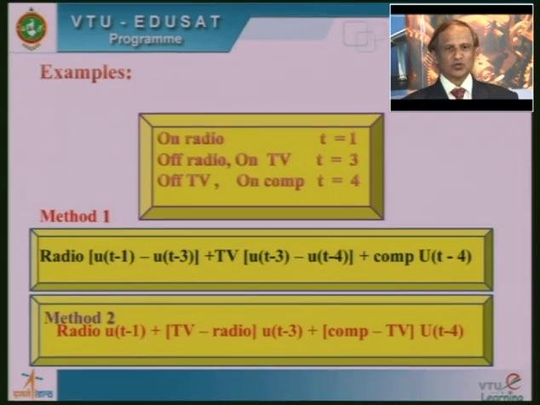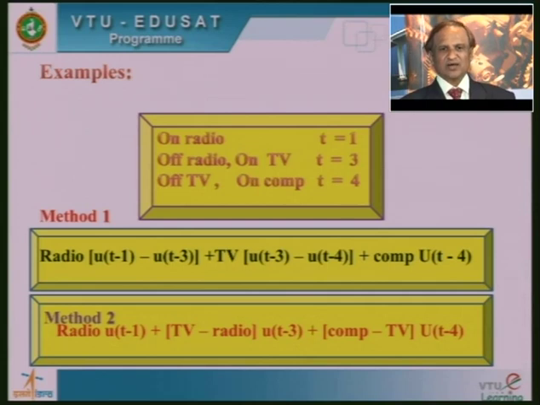So there are two methods. Method one is radio into the bracket u of t minus 1 minus u of t minus 3. If you write like this, u of t minus 1 means at 1 o'clock the radio will be on, minus u of t minus 3 means automatically it will be off at 3 o'clock. Plus TV into u of t minus 3, it means the television will be on at 3 o'clock, minus u of t minus 4 means at 4 o'clock the television will be off. It means we want to kill the television signals at time t is equal to 4 o'clock.